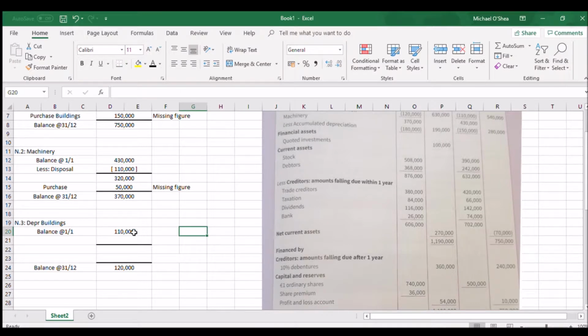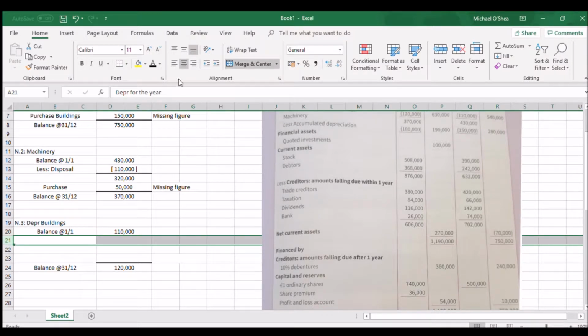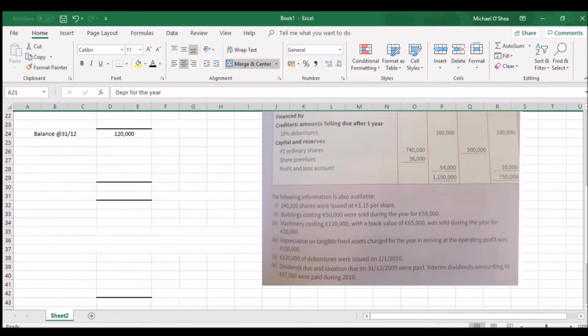Now my depreciation is going to go up because I'm going to have depreciation for the year, but it also went down because I have a disposal. I disposed of some buildings, and because of that, that depreciation has to go. So what did I dispose of? Buildings costing 50,000 were sold during the year for 55,000. They haven't told me how much they were worth, or how much depreciation is on it. Essentially, I don't know anything.